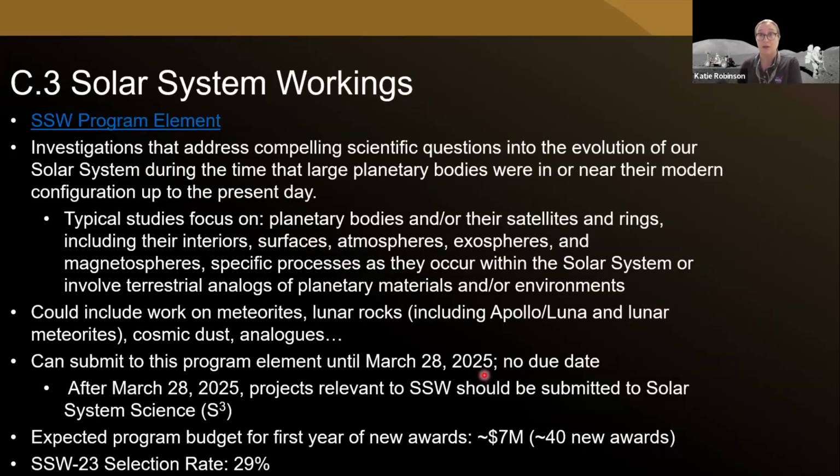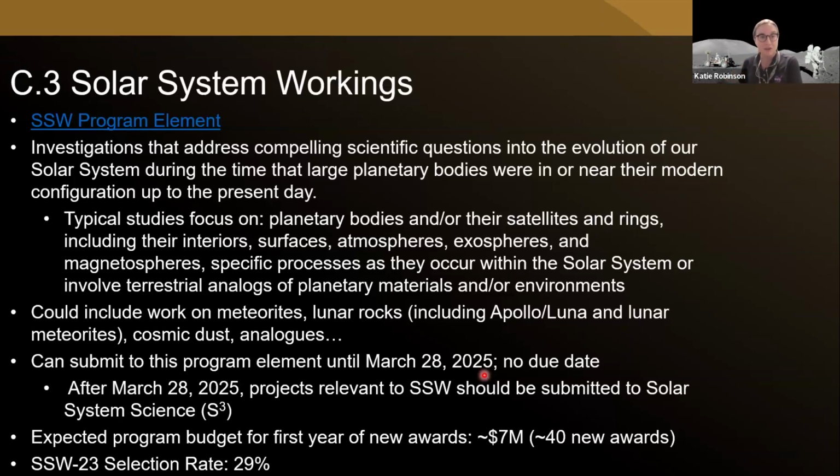So the next program I'm going to talk about is Solar System Workings. Solar System Workings is basically everything in the solar system that is occurring during the time where the large planetary bodies were in or near their modern configuration. So Emerging Worlds is early solar system stuff. Solar System Workings is everything that happens after that.